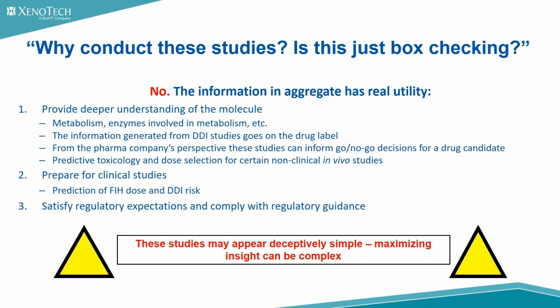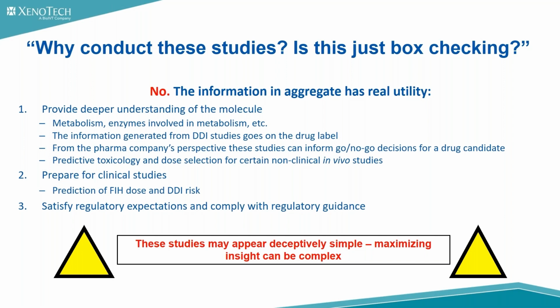The information that's generated from these DDI studies is what's going to go on the drug label, and that's going to help physicians and pharmacists prescribe these drugs safely to the patients. And from the pharma company's perspective, these studies can inform go and no-go decisions for a drug candidate much earlier in the process, and of course, saving time is saving money.